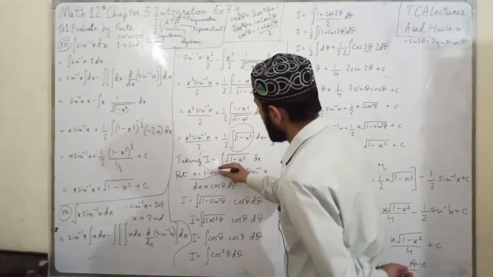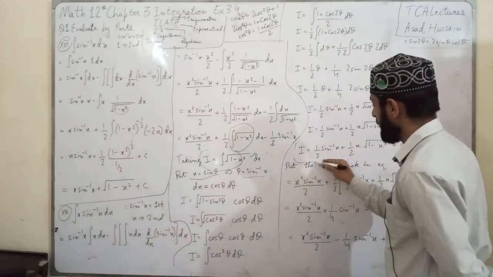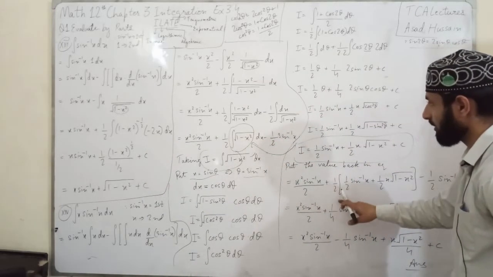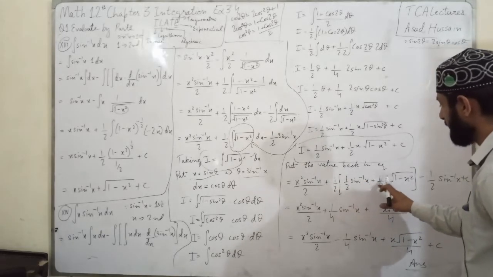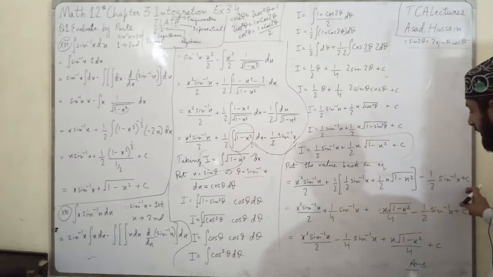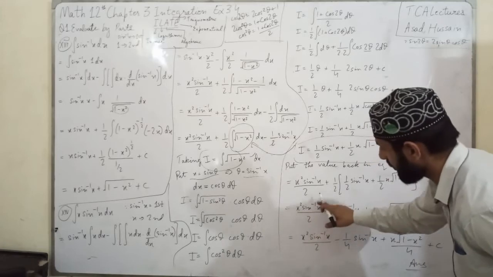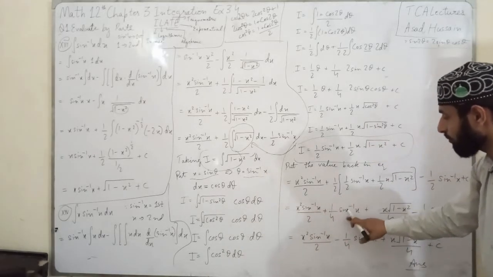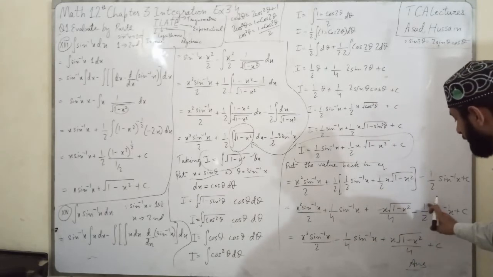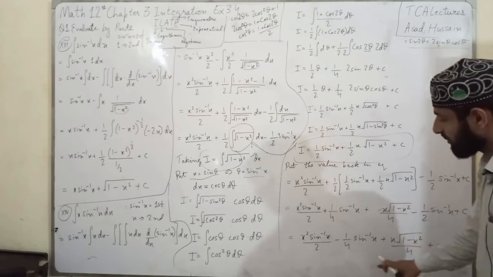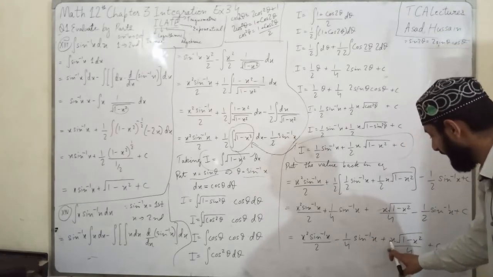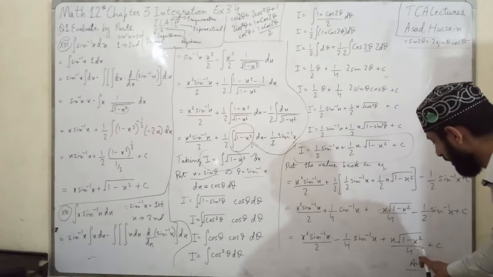Now putting the value of this, which we have calculated here, we get x square sine inverse x over 2 plus 1 over 2 bracket 1 over 2 sine inverse x plus 1 over 2 x into under root 1 minus x square bracket minus 1 over 2 sine inverse x plus c, which can be simplified as x square sine inverse x over 2 plus 1 over 4 sine inverse x plus x into under root 1 minus x square over 4 minus 1 over 2 sine inverse x plus c, which can be simplified as x square sine inverse x over 2 minus 1 over 4 sine inverse x plus x into under root 1 minus x square over 4 plus c.